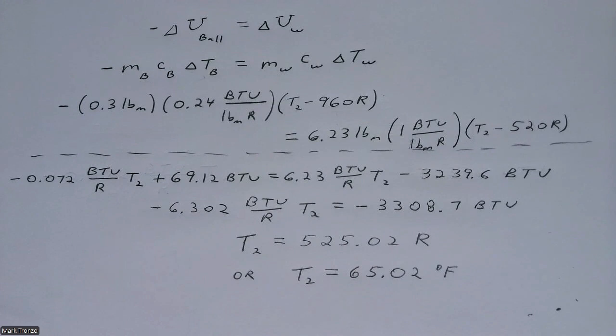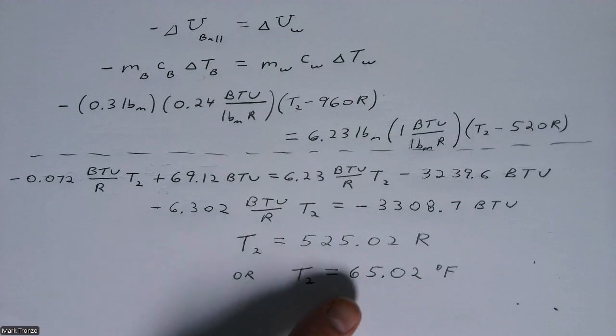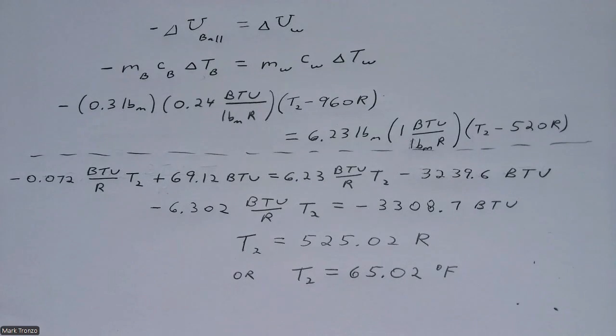Now, just a couple things to notice, and looking back, I probably made the wrong choice for my C value for the aluminum. I picked it based on the 500 degrees, but you can see when all was said and done, it ended up going down to 65 degrees. And so really, I probably should have picked some average in between. So if you wanted to, you could go back and do the whole thing again with maybe the average of the 65 and the 500 and use that CP value. But it's not going to change it a whole lot.